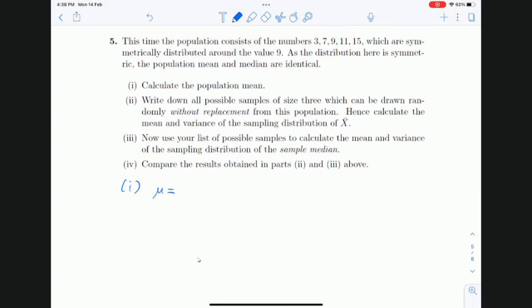When you have a population, you have some discrete values in the population. The population mean is just simply the arithmetic mean of all these numbers in the population. So the population mean is simply equal to 9. And actually 9 is also the median. That's why in the description of the question, the distribution here is symmetric, so that the population mean and median are identical. It is the population mean, and the median is also equal to 9. It is symmetric.